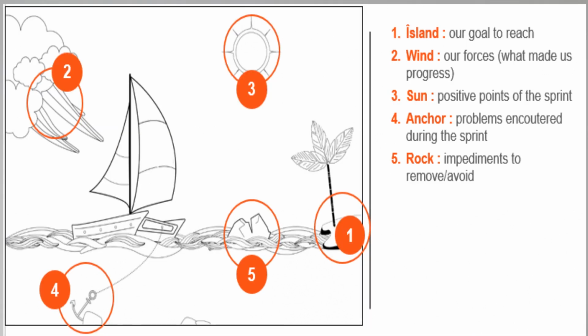The speedboat method: the island represents the objectives of the team to reach. The wind represents our strengths and what made us progress. The sun represents the positive points of the sprint that make us smile. The anchor represents the problems encountered during the sprint. The rock represents the external problems and impediments to remove or to avoid.